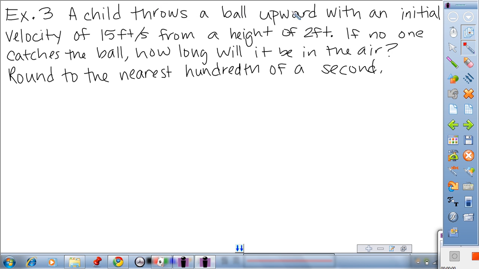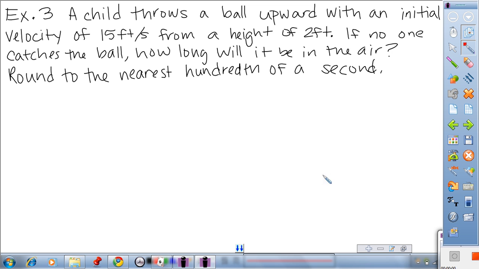A child throws a ball upward with an initial velocity of 15 feet per second from a height of 2 feet. If no one catches the ball, how long will it be in the air? Round to the nearest hundredth of a second. So this is just a parabola. We're saying how long will it be in the air. So from here where it started, how long is it in the air until here when it hits the ground?